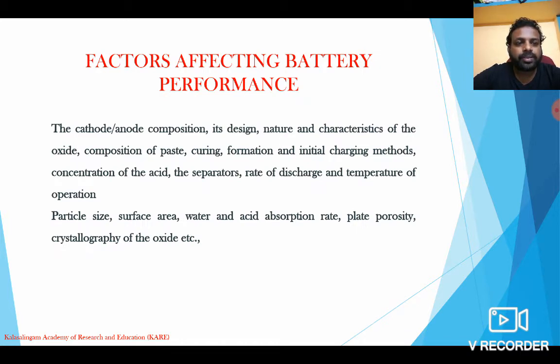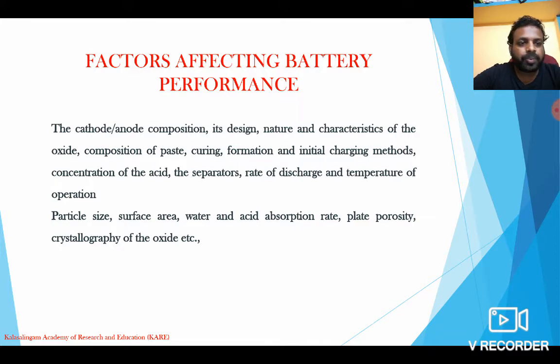There are many factors that may affect the performance of a battery. One is the cathode and anode composition, and then its design, the nature and characteristics of the electrode as well as the electrolyte, and the composition of the paste. The composition of the paste is nothing but the composition present in the electrolyte, and the formation of initial charging methods, the concentration of acid present in the electrolyte, the quality of separators, the rate of discharge, as well as the temperature of operation.